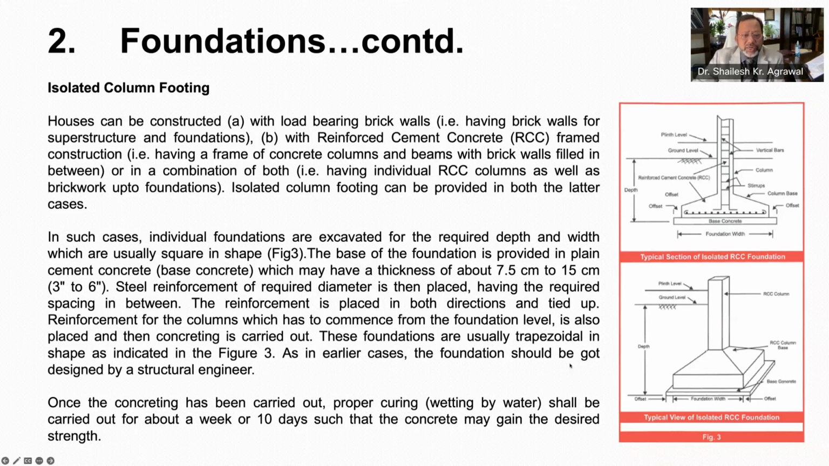In order to construct isolated footing, first excavation of ground is carried out for the required depth and width, generally in a square shape. The base of foundation is provided in plain cement concrete known as base concrete, as you can see here. Its thickness may vary from 3 inches to 6 inches. Over the base concrete, the reinforcement, that is steel bars, are placed in both the direction and tied up. Remember, the reinforcement of column has to commence from the foundation level as shown here. And this reinforcement is also placed while laying the foundation.